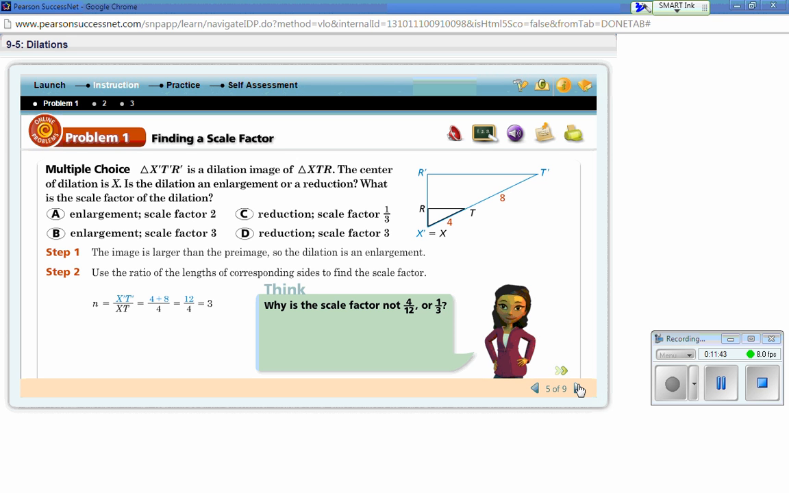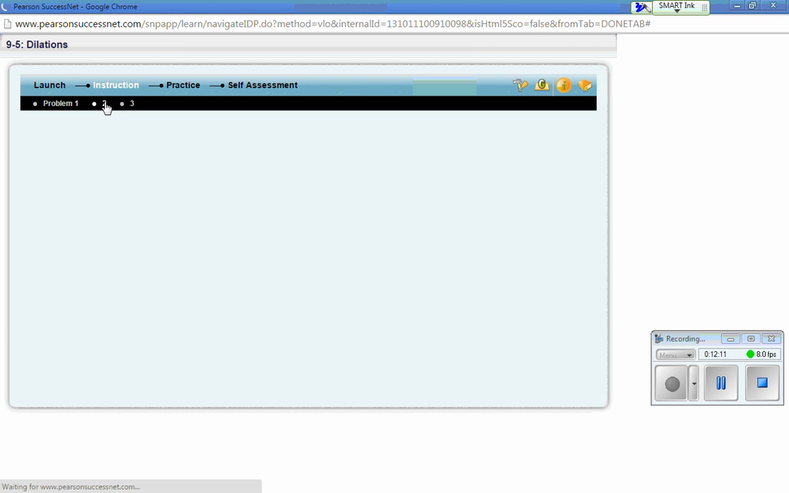And this is what bothered me when we did scale factor with similar figures. It was always the smaller, like the left one to the right one, and sometimes it was a third, sometimes it was 3. But with dilation specifically, scale factor is what you think it should be. How do I get from the smaller one to the big one? 4 times what is 12? So that's where you get 3 and not 1/3. Okay? All right, so let's look at problem 2.